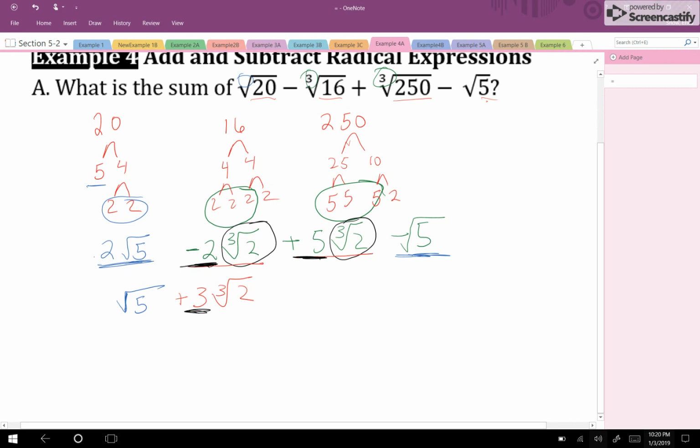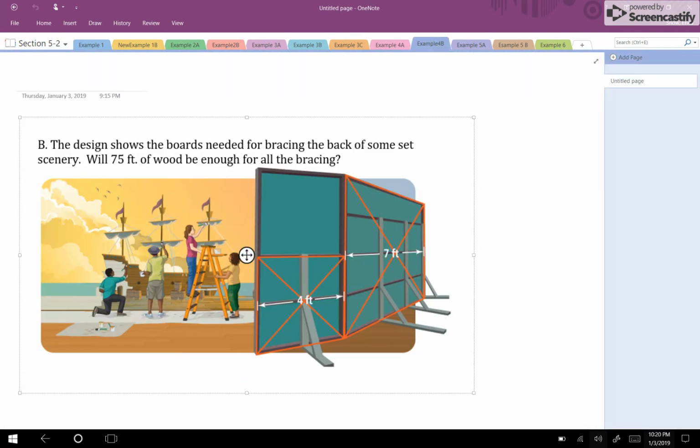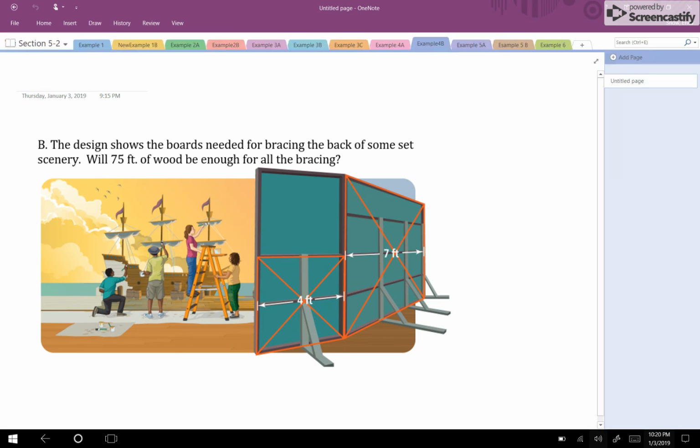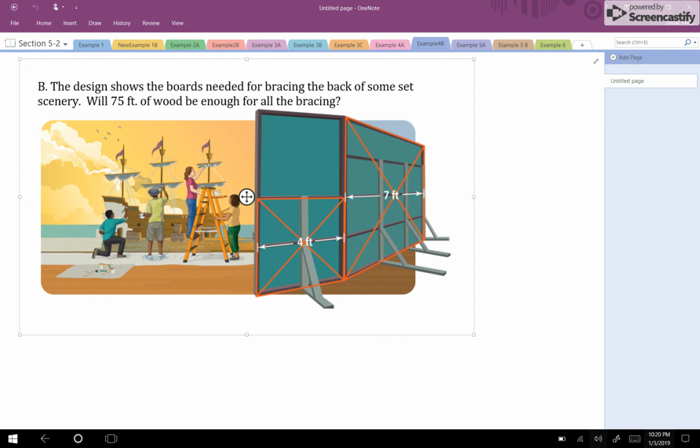Okay. Example 4b. It's a fun one. So you're going to have to stay with me, and we might not finish it all on this video. And if that's the case, then we'll just pick right back up on the next one. So this is saying the design shows the boards needed for bracing the back of some set scenery. Will 75 feet of wood be enough for all the bracing?